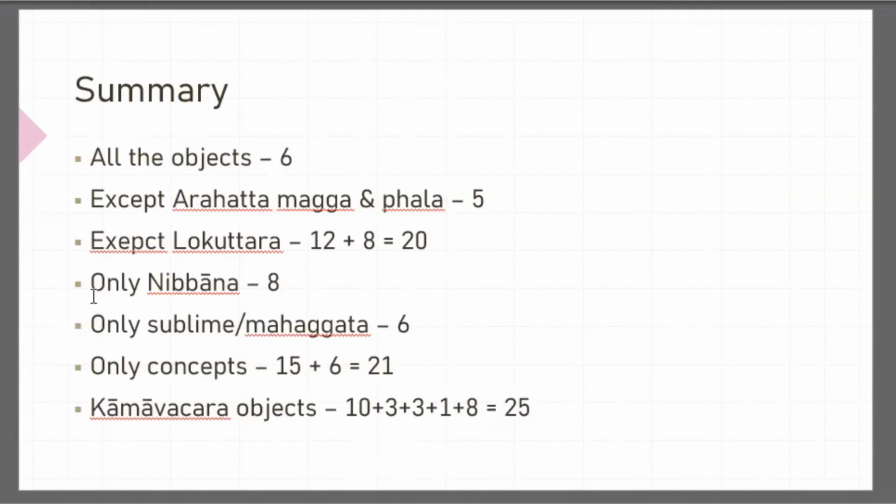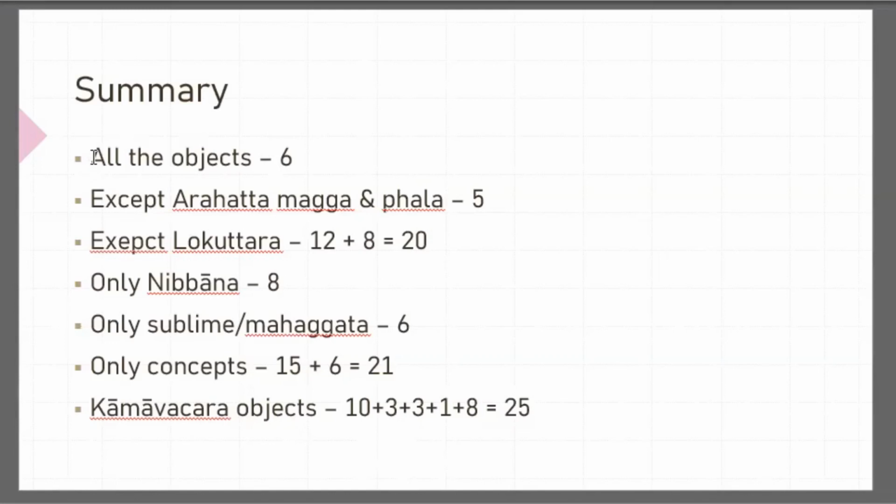Then number 4, only Nibbana. Number 5, only sublime objects. Number 6, only concepts. Number 7, Kamavachara objects. This is how I am trying to memorize these objects with regard to Cittas.